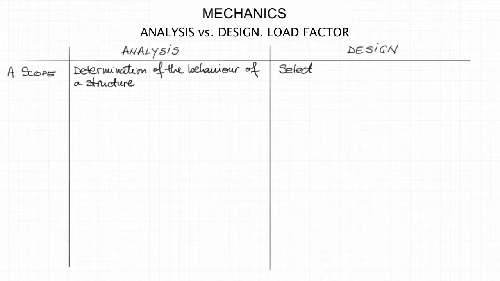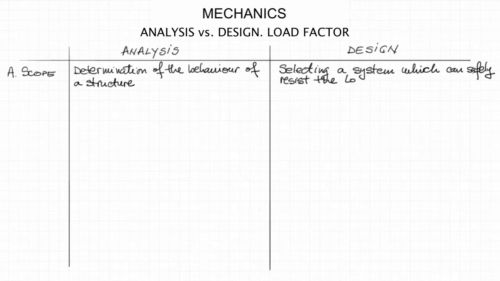On the other hand, a design problem involves the selection of a structural system which can safely resist the loads that act on the structure. In other words, we know the loads and we need to determine the structure such that it can carry the loads, and the key word here is safely.